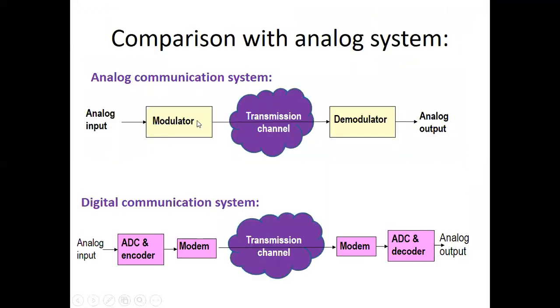Here we can see the analog communication system and digital communication system, just a brief look at the difference. So analog input, modulator (analog modulation), transmission channel, demodulation, and then analog output to the sink or to the user. In digital communication, the analog input is the same, but we need the additional ADC, analog to digital converter, and encoder. Then it goes through the modem, then the transmission channel. Here also the modem decodes the data, and then through a DAC converts digital to analog and decodes, then the data can be transferred to the sink or to the end users. Data can be delivered to the end users.